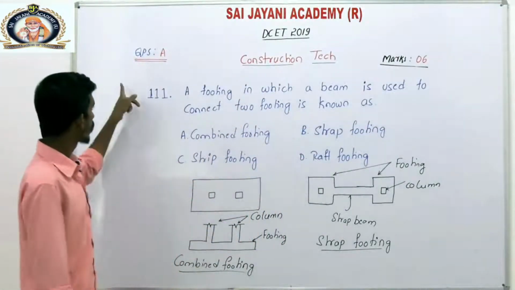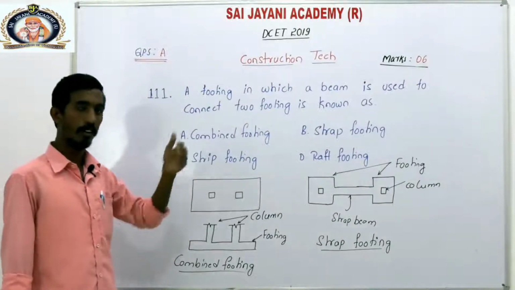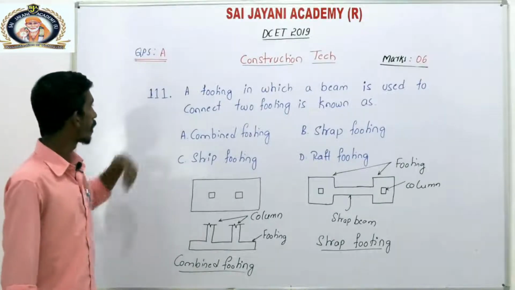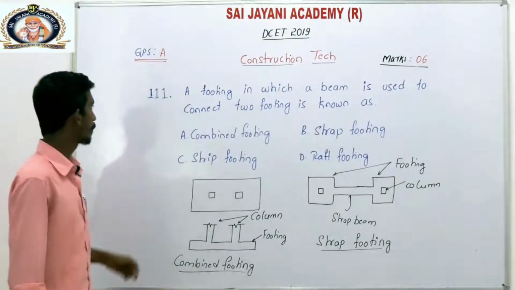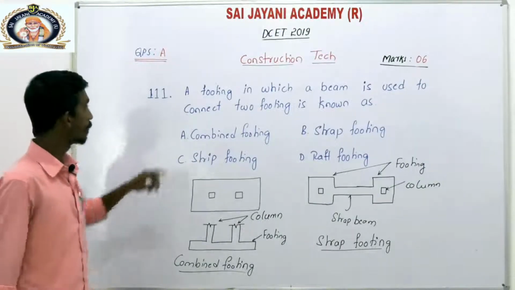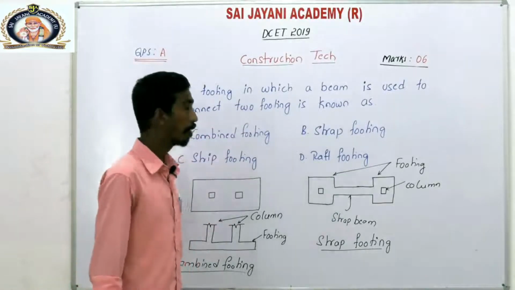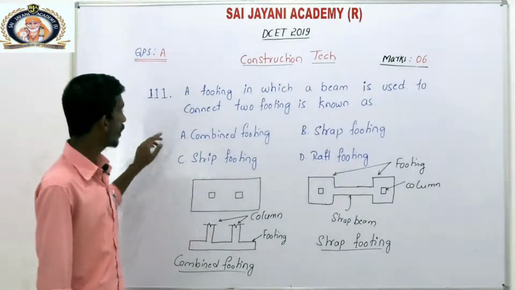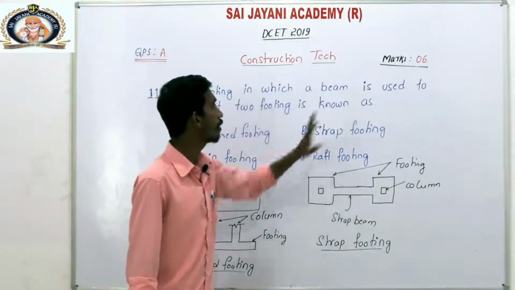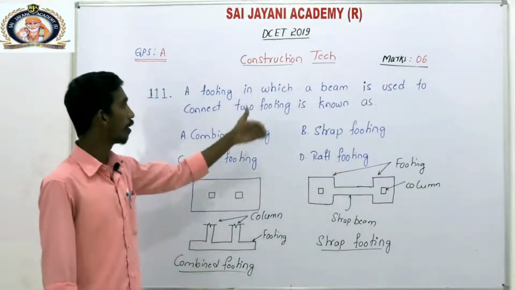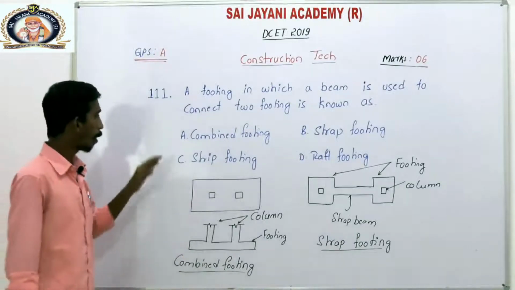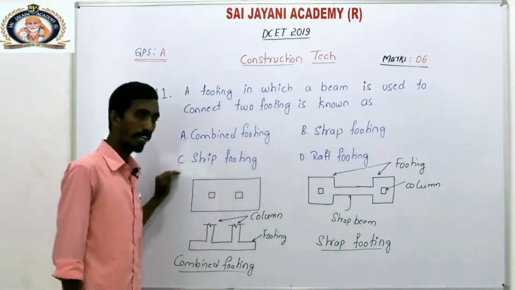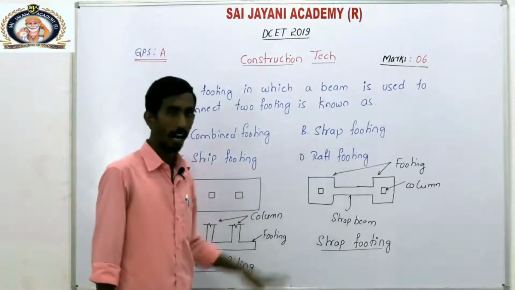In 2019 version A paper, construction technology questions will appear from question number 111. Question number 111 is, a footing in which a beam is used to connect two footings is known as. And the options are option A, combined footing, option B, strap footing, option C, strip footing, option D, raft footing.